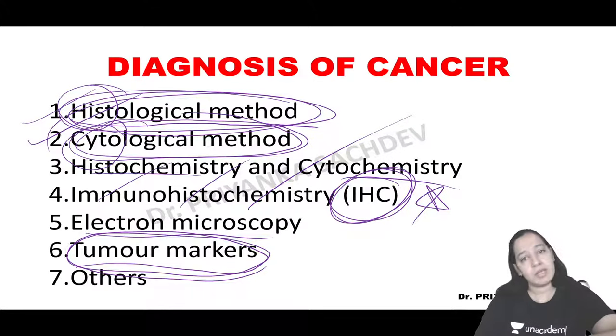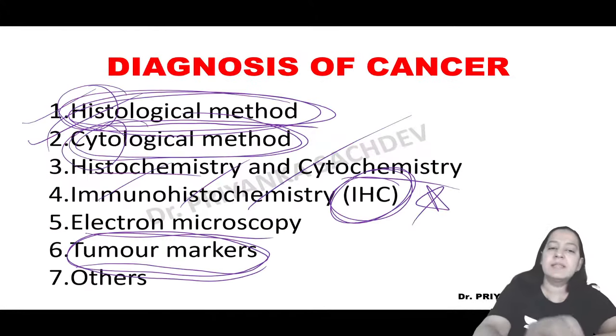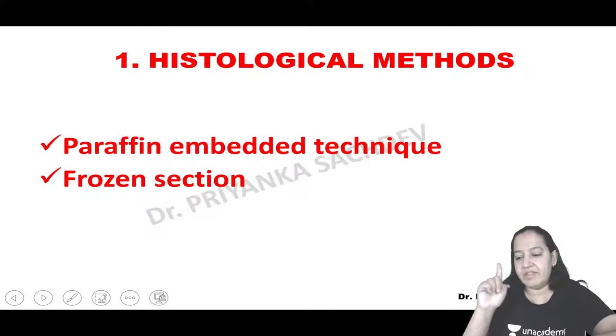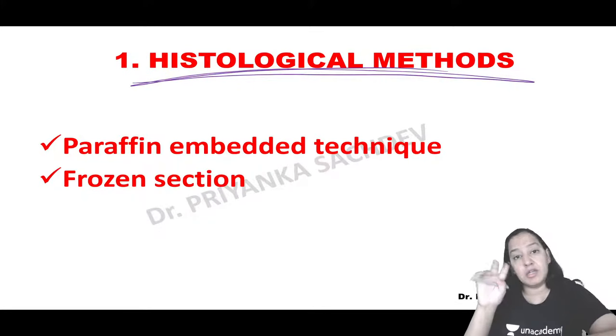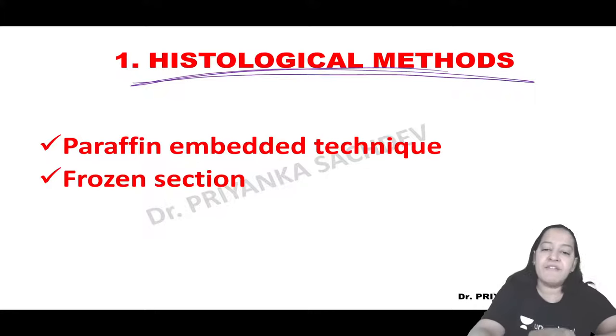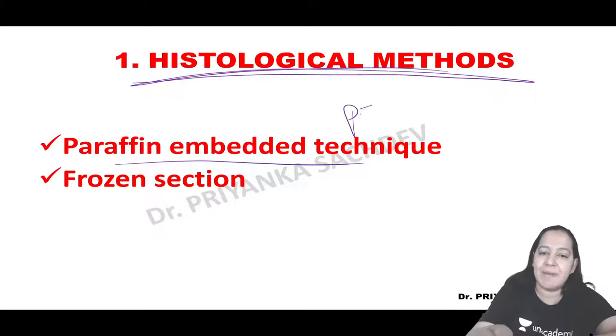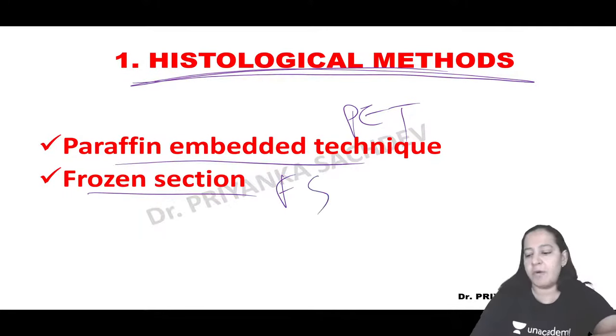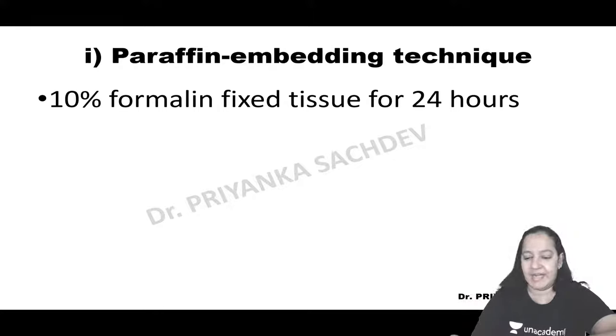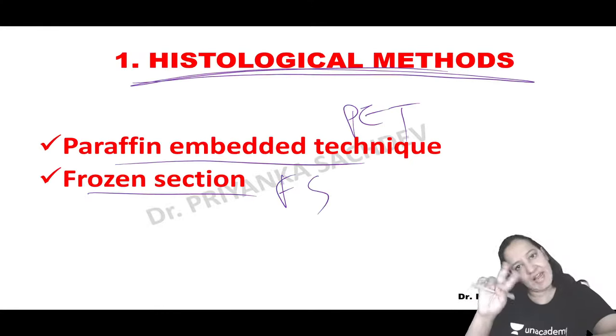Done. So let's start with the first, that is histological methods. I'm starting with the first investigation, histological methods. Now listen, there are two histological methods: the paraffin embedded technique, and the frozen section, FS. I will tell you both. So let's talk about the first one, the paraffin embedded technique. Dono ke baare mein baat karke, then I will compare both.